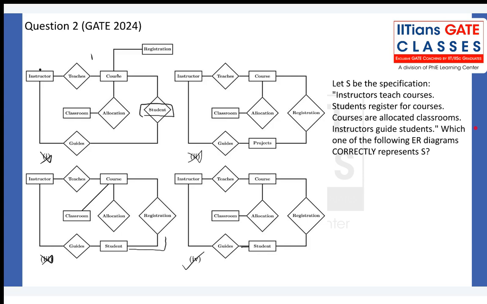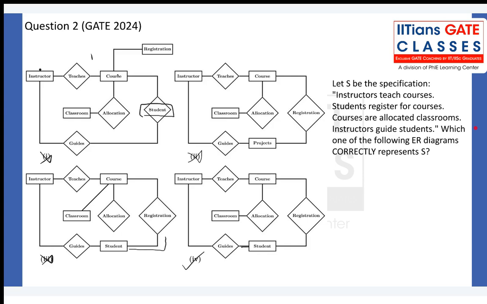So should course be fully, totally participating in an instructor set? Obviously, no, right? Some courses are there which do not even require an instructor. You can self-learn those courses. You can just go on YouTube, read the documentation. Somehow you can learn it. You don't need an instructor to do it. So course may not have total participation in the relationship.